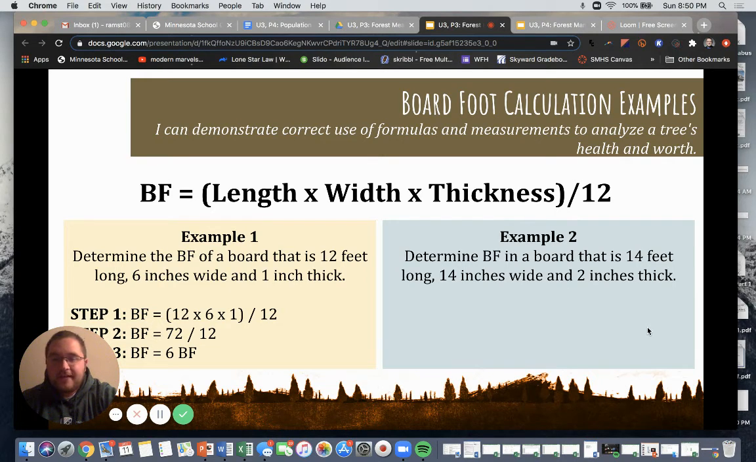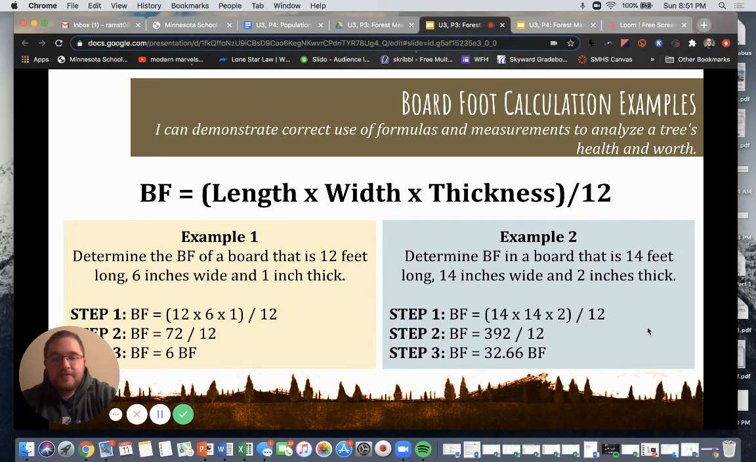Okay, so let's reveal the answer to this one. Our first step is setting it up. 14 times 14 times 2 divided by 12. That gives us 392 divided by 12. Our final answer then is 32.66 board feet.